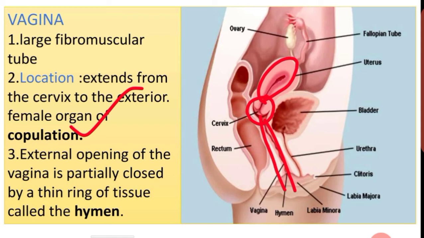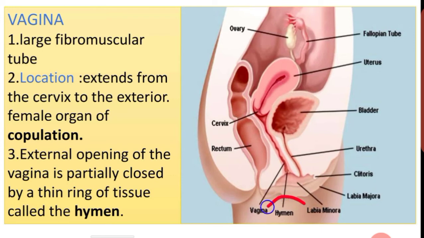At the start of the lesson, we discussed this. The part involved in copulation is the vagina, which we call the vaginal canal. The external opening of the vagina is partially closed by hymen. This is the external opening of the vagina, right? The external opening of the vagina is partially closed by the hymen.